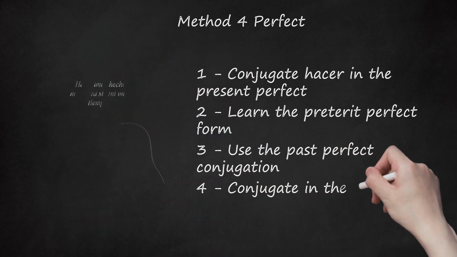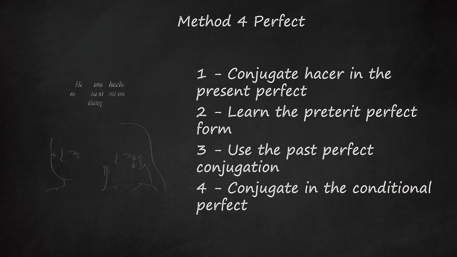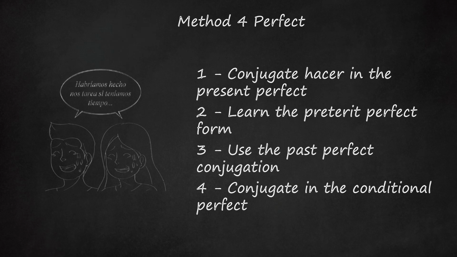4. Conjugate in the conditional perfect. Write or speak in the conditional perfect when you need to describe an action that would have been done if a certain condition had also been met. This verb form is comprised of two parts, the conjugated helping verb, haber, and the singular past participle of the word hacer. Example, we would have done our homework if we had time, habríamos hecho nuestra tarea si tuviéramos tiempo.